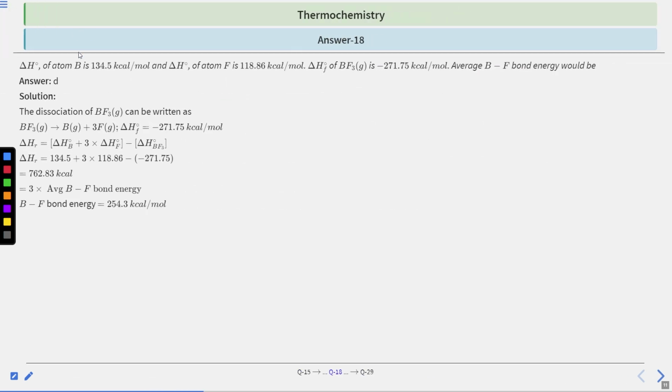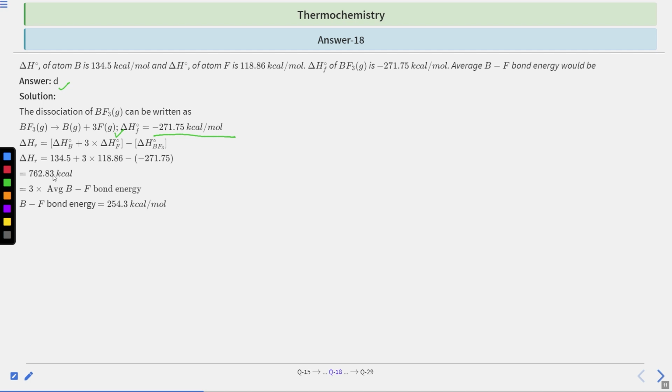Okay, so the correct answer is option D. The dissociation of BF3 molecule can be written as BF3 giving B and 3F, and the del HF for this reaction is given as minus 271.75 kilocalorie per mole. So del H R, that is the enthalpy for the reaction, will be equal to the products minus the reactants, right? So del H naught of B plus 3 multiplied by del H naught of F minus del H naught of BF3.